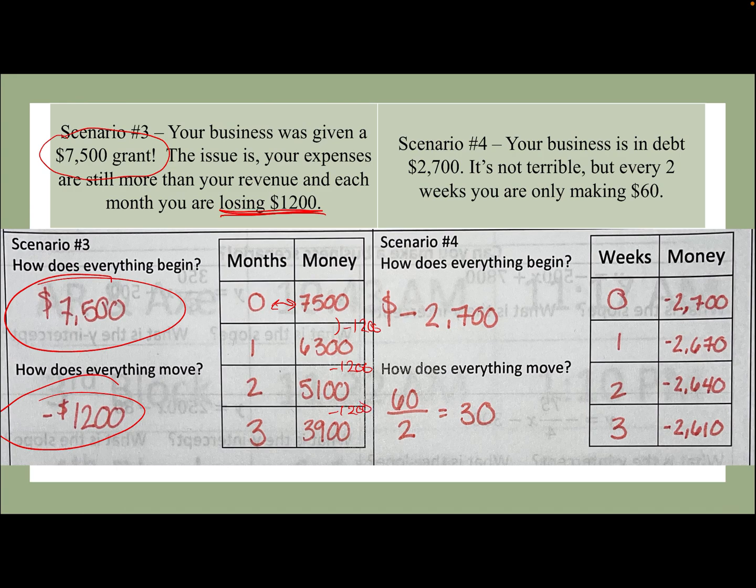Last but not least, scenario 4. Your business is in debt $2,700. It's not terrible, but every 2 weeks you're only making $60. So we are in debt $2,700. That's why this number is negative. And then we have every 2 weeks we are making $60.